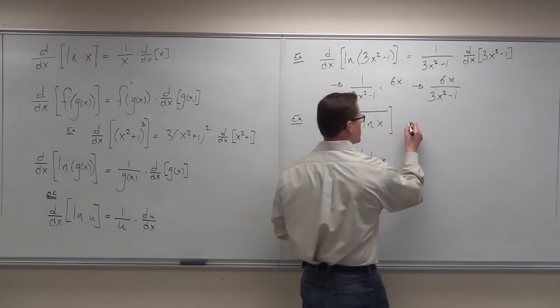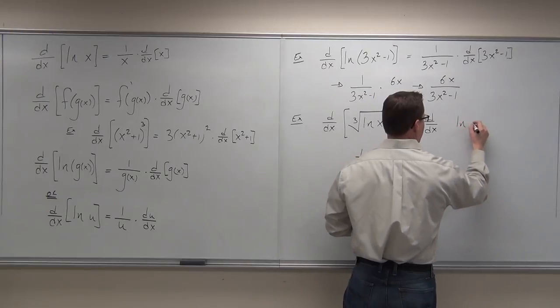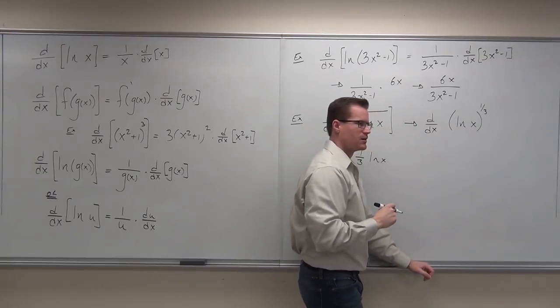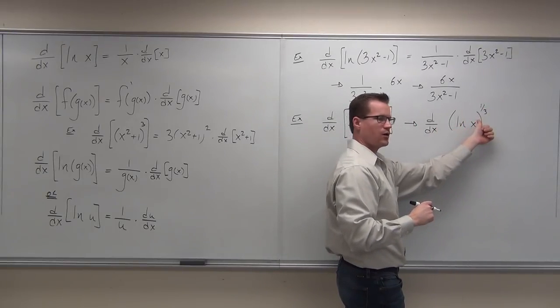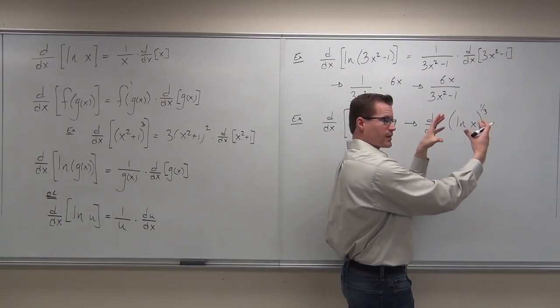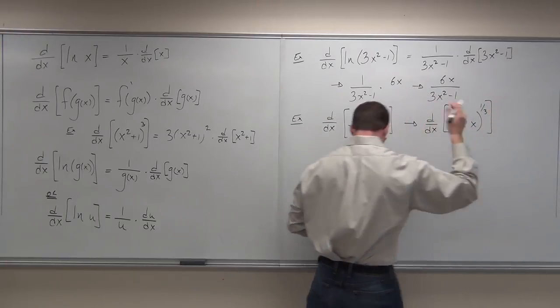What this is saying is that this is supposed to be the derivative of ln x all to the 1/3 power. Do you guys see the difference there? It's not here. We can't move it forward. It's not an exponent of the inside of our logarithm, of the argument of our logarithm. It's that whole ln x raised to the 1/3 power. Okay, now you tell me what to do.